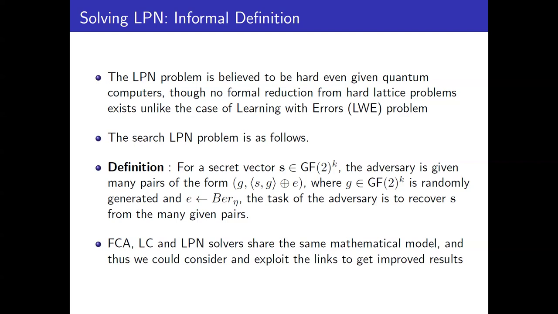The search LPN problem is given as follows. This is informal, but we catch the nature. For a secret vector S of dimension k, the adversary is given many pairs of this form. That is, G is a random vector of the same dimension, and we have the noise disturbing the output of the inner product between G and S. The noise variable E here follows the Bernoulli distribution with parameter eta. The task of the adversary is to recover S from the many given pairs. We can see that fast correlation attacks, linear cryptanalysis, and the LPN solvers share the same mathematical model, and thus we could consider and employ the links to get improved results.